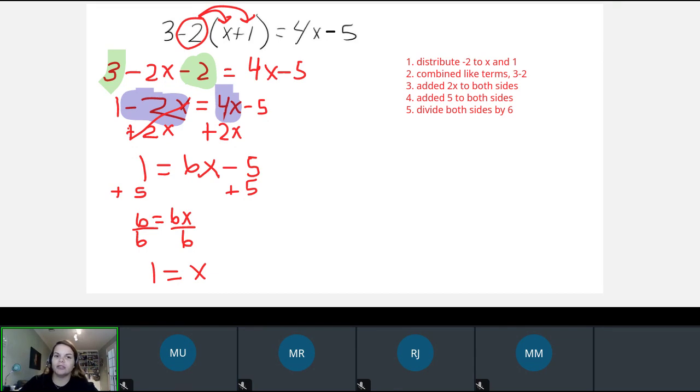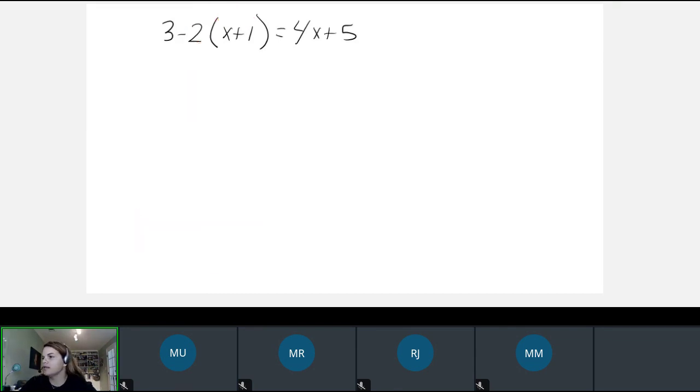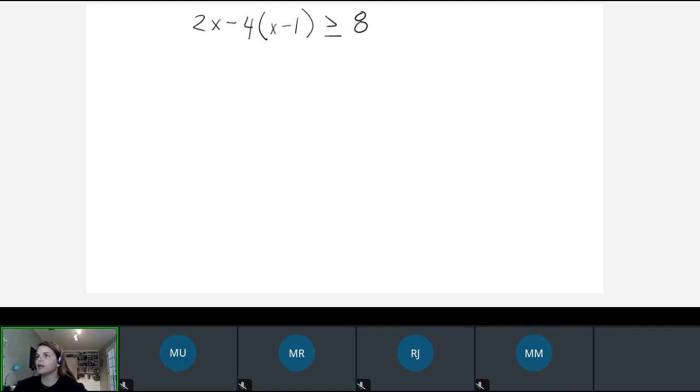Okay, anyone else have any questions? Alrighty, then let's go on to the next one. So this next one is going to be pretty much the same thing, except it's an inequality. So we're going to have to graph our solution as well. So first, let's go ahead and solve this.